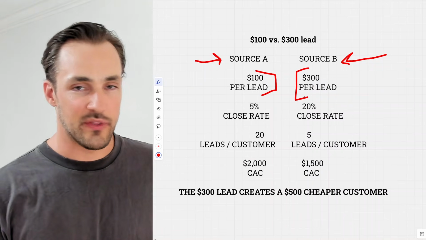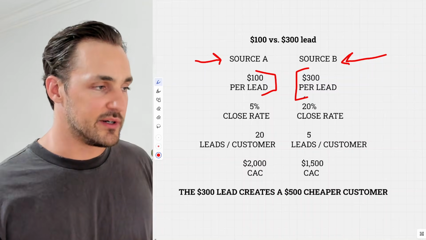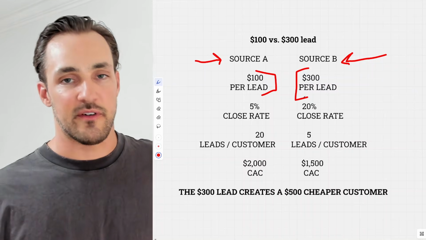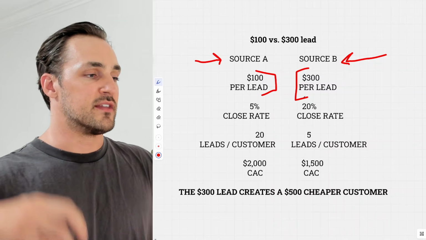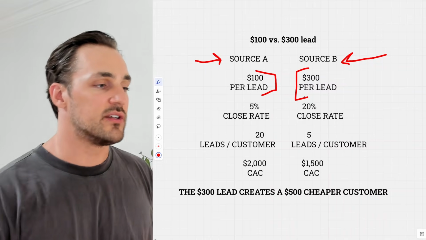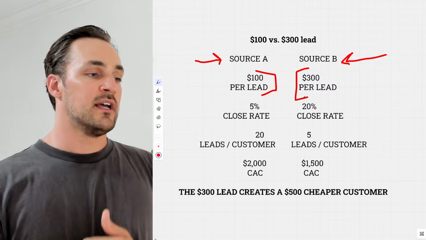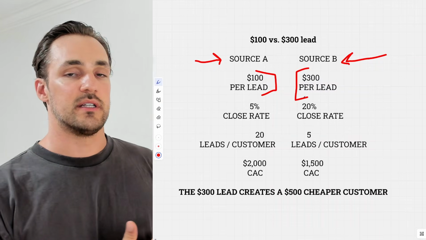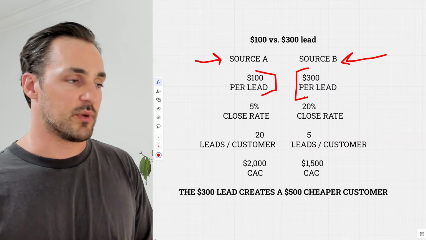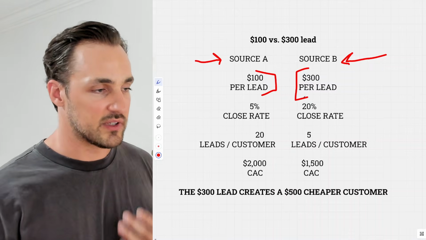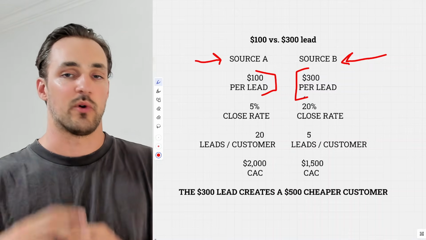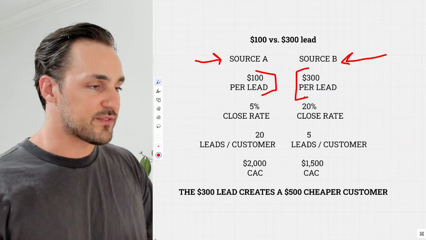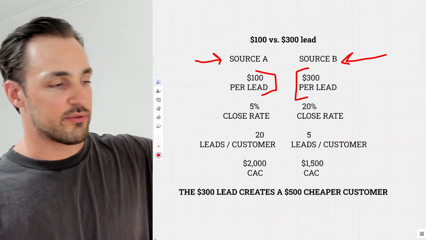You're paying 1/3 the price for each opportunity, but I still don't have enough information to make the decision, right? I still need to know what happens after each lead reaches the sales team. In other words, how many of those leads actually become a customer? Because the number that I ultimately care about is what it costs me to acquire the customer. So let's follow both sources all the way through the funnel.